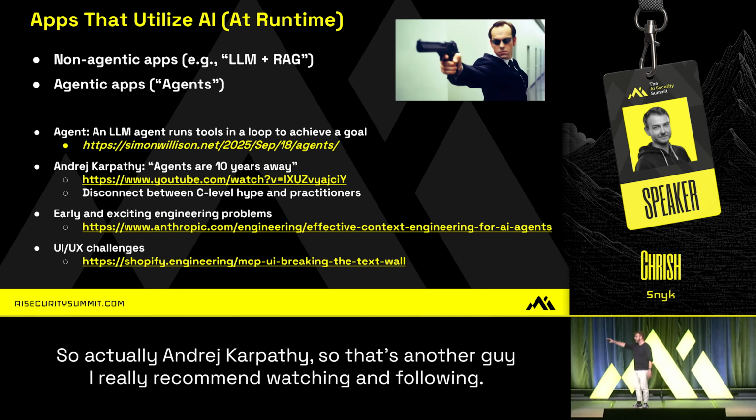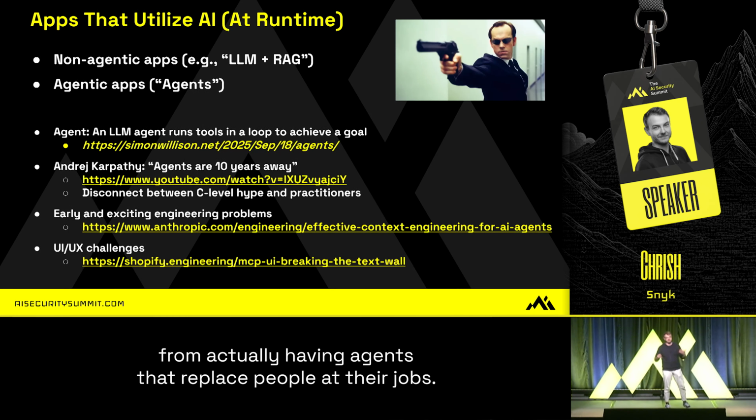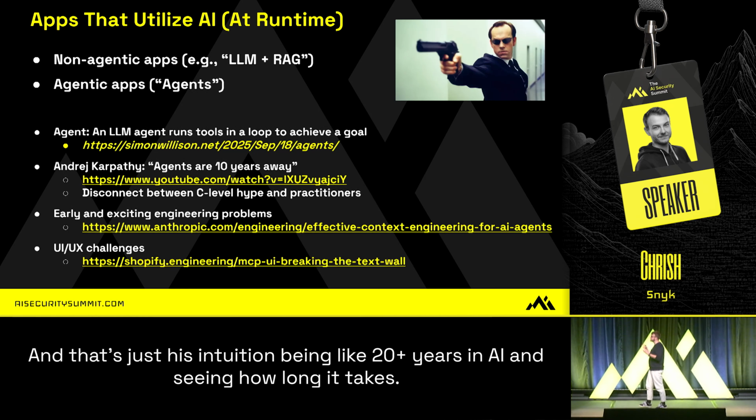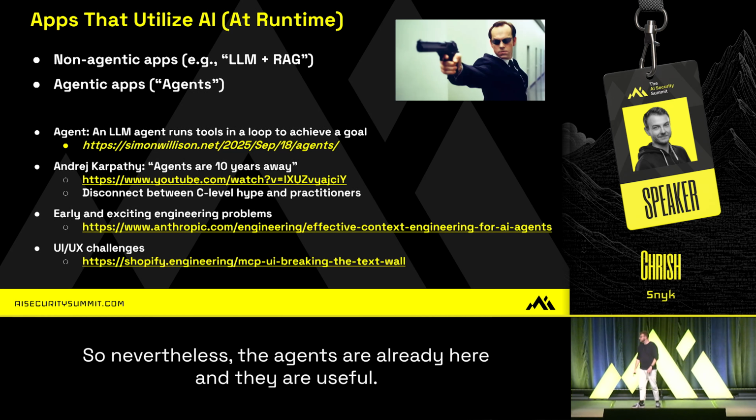So actually, Andrej Karpathy, that's another guy I really recommend watching and following. He's a co-founder of OpenAI. He thinks we are about 10 years away from actually having agents that replace people at their jobs. And that's just his intuition, being 20-plus years in AI and seeing how long it takes. I'm kind of more in agreement with that intuition. Nevertheless, the agents are already here and they are useful.